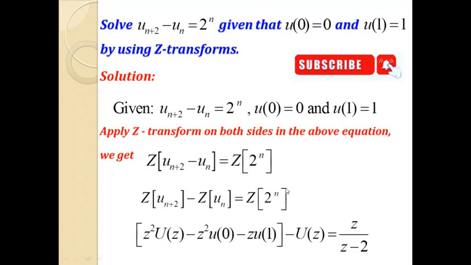So now we substitute the given initial conditions. One is u of 0 equal to 0. Substitute u of 0 equal to 0 here, and u of 1 equal to 1, we substitute in this equation. So we get z square capital U of z minus 0 minus z minus capital U of z equal to z by z minus 2.